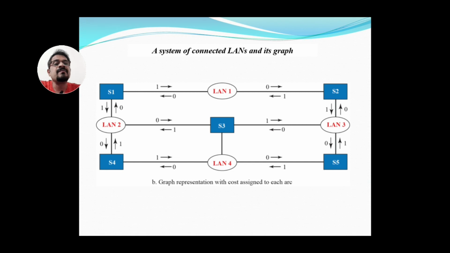Now we can see that system 1 can reach LAN 3 with a cost of 2 via LAN 1 and LAN 3. Whereas if it travels another way, the cost may increase. For example, S1 to LAN 2, then LAN 2 to S3, and then S3 to LAN 3, and if it is going to reach S5, then the cost is going to be 4. In this way it can avoid the looping issues in the switches.